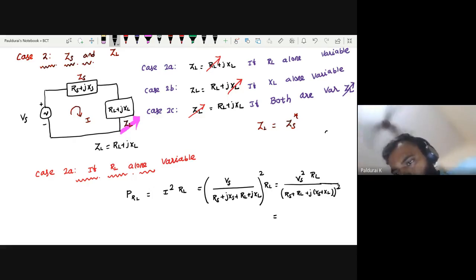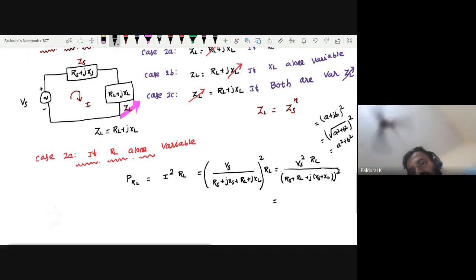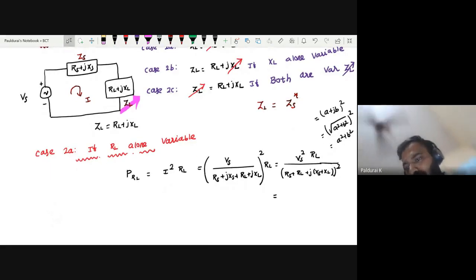What is the magnitude of A plus jB? How will you find A plus jB squared? You will take the magnitude, nothing but square root of A squared plus B squared, the whole squared will give you actually A squared plus B squared, right? Can I write like this? Any doubt? So now here also take the magnitude. Tell me.